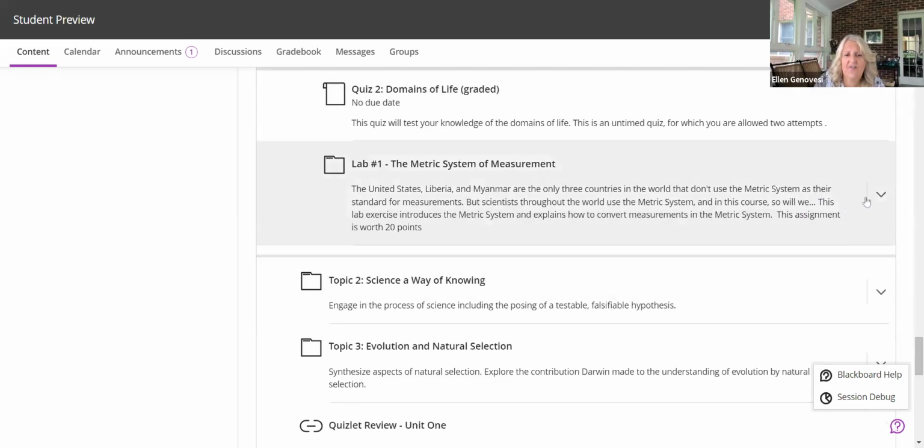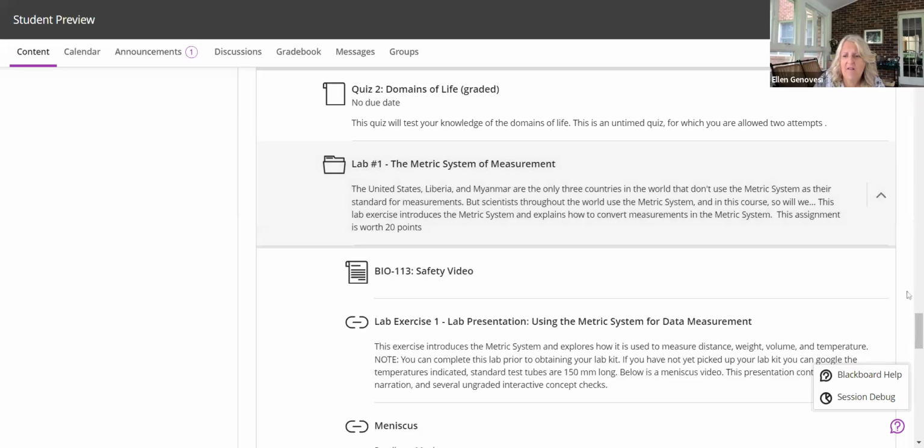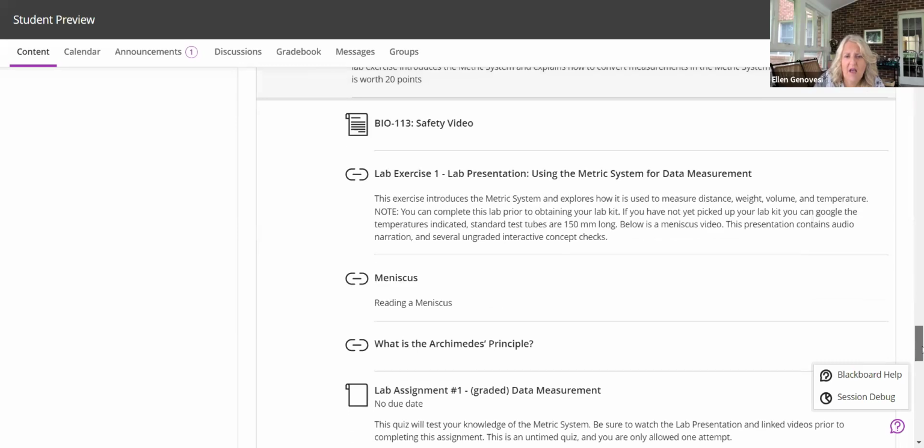So now we've reached our first lab. We have a lab safety video. There is a lab presentation. This is like a YouTube video that goes through an introduction to lab and what it's about. There's a couple of questions in the PowerPoint that ask you things like the length of a test tube. It's 150 millimeters. It has some questions concerning temperature conversions.